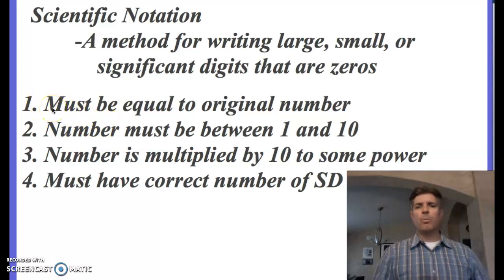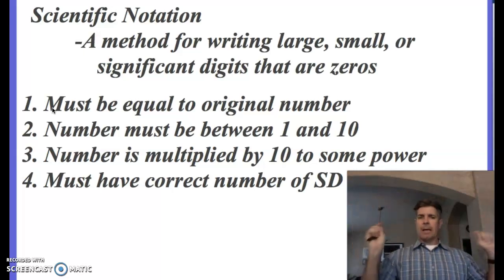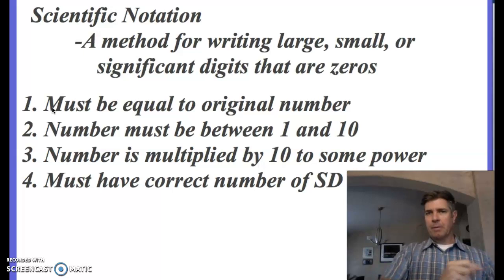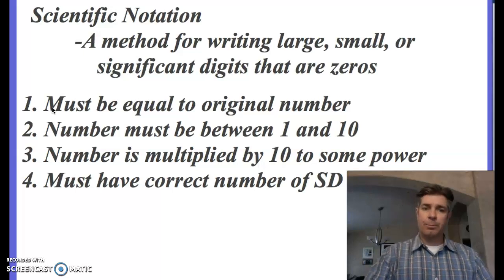Number one, it must be equal to, or pretty close to if you have to round, the original number. So you have this really large number. Your answer in scientific notation should be the same numeric value. Maybe a little bit of change because of rounding, but at least very close to it.